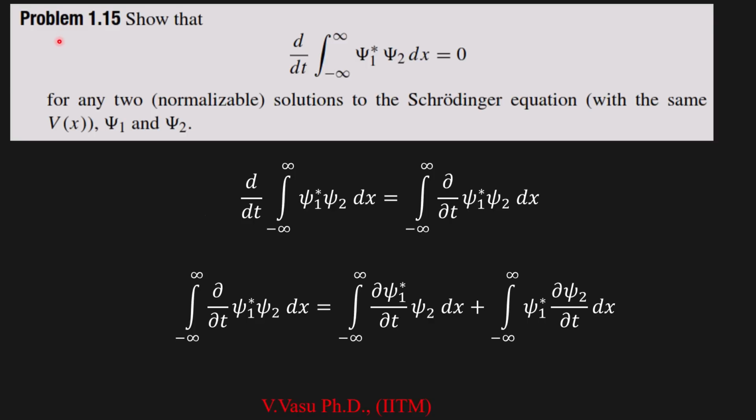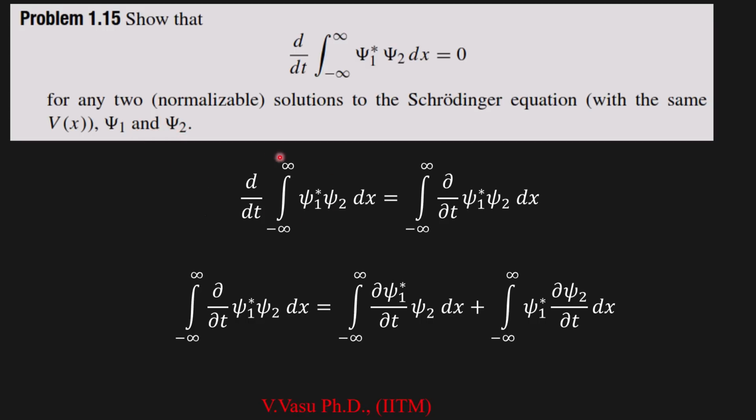Today we are going to solve problems 1.15 and 1.16. First we will see problem 1.15. Problem 1.15 is to show that the time derivative of the integral from minus infinity to plus infinity of psi 1 star psi 2 dx is equal to 0 for any two normalizable solutions, psi 1 and psi 2, to the Schrödinger equation with the same potential V of x.